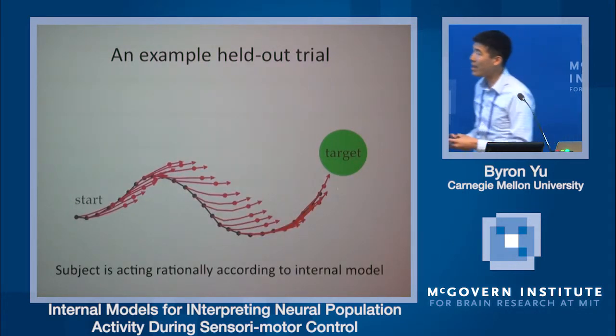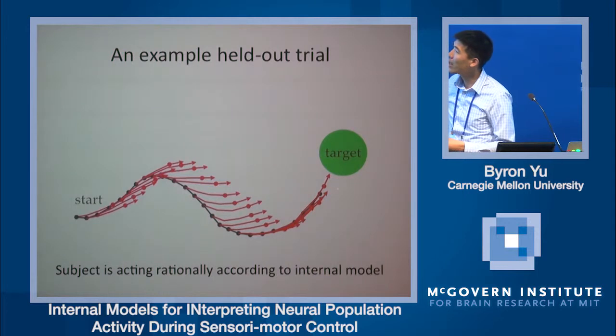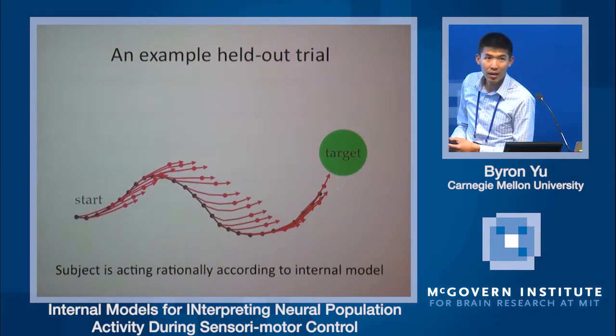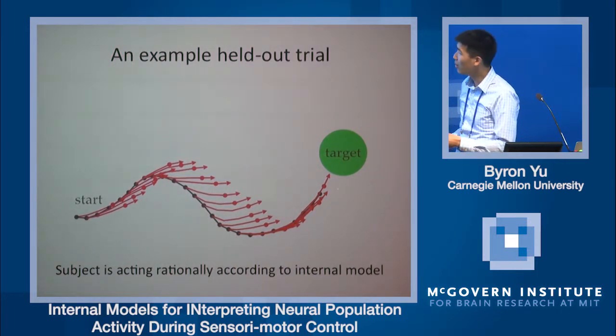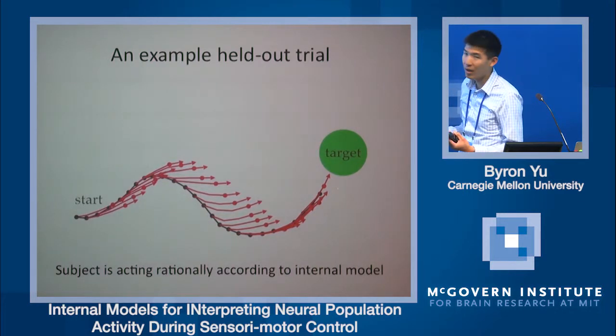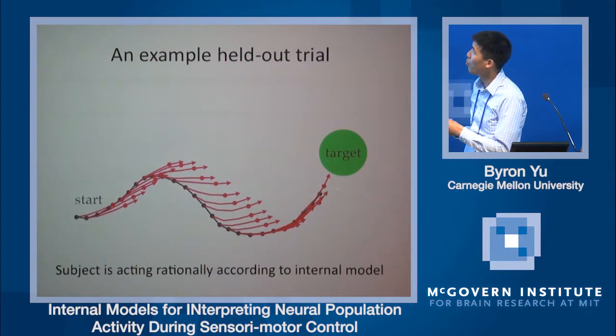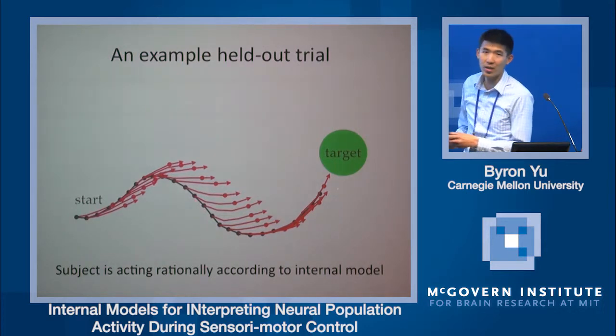All right. So we can look at these whiskers across all the time points. The thing that jumps out at us is that most, if not all, of these whiskers point straight to the target, even during times when the cursor is not going straight to the target on the screen.